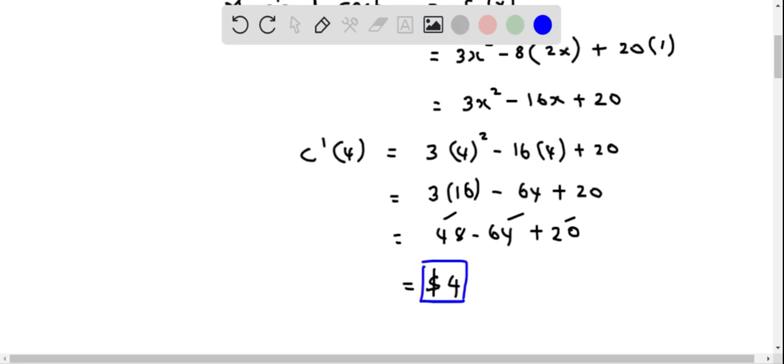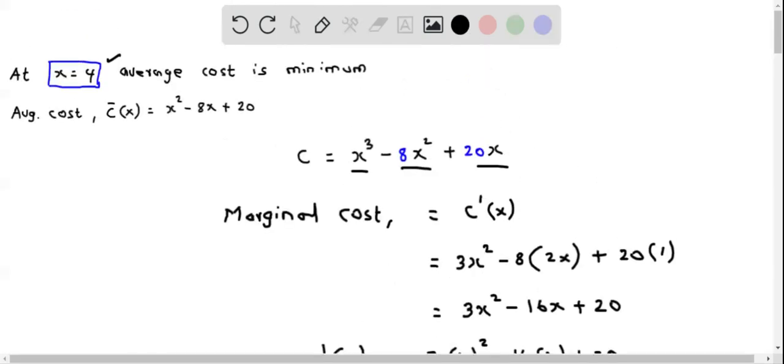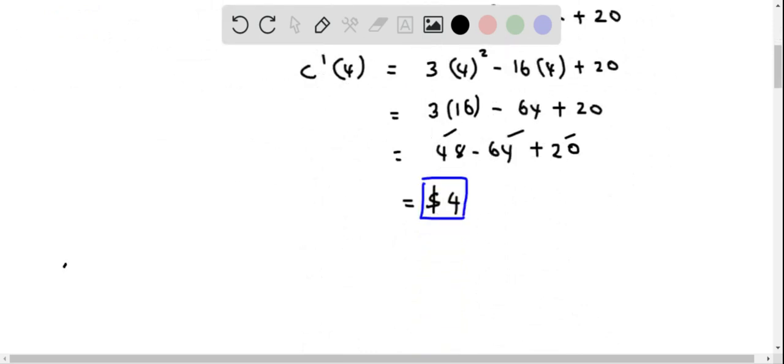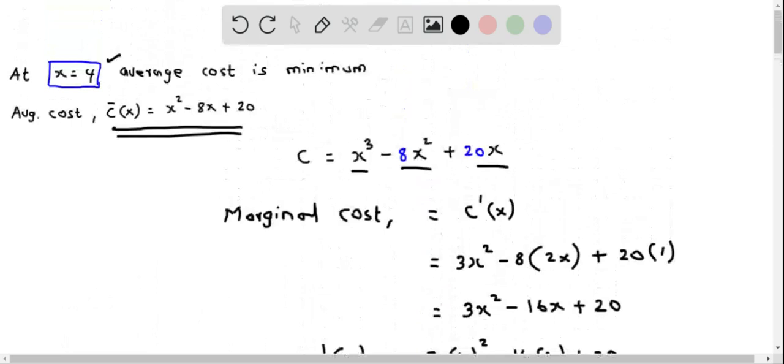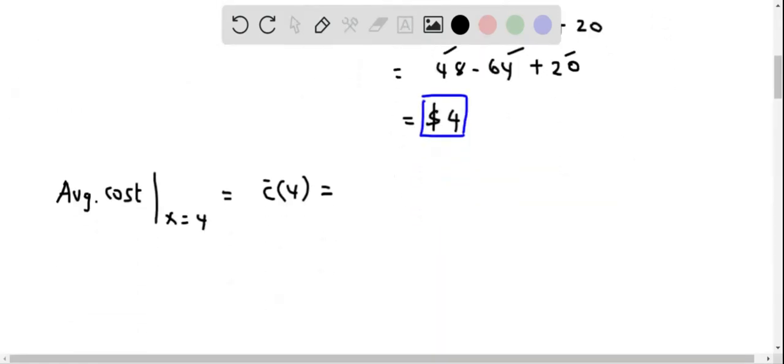Now let's find the average cost at a production level of 4. So we are going to use this average cost function, plug in x equal to 4 into the average cost function. So we write average cost at x equals 4, and this is given by C bar of 4, and this equals, we have x squared minus 8x plus 20. Let's put it here, x squared minus 8x plus 20.